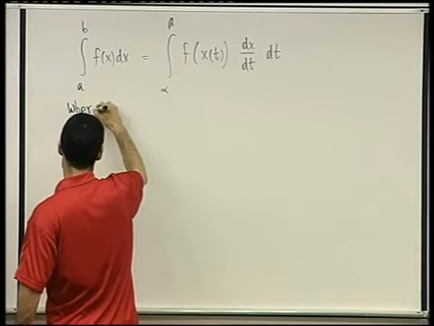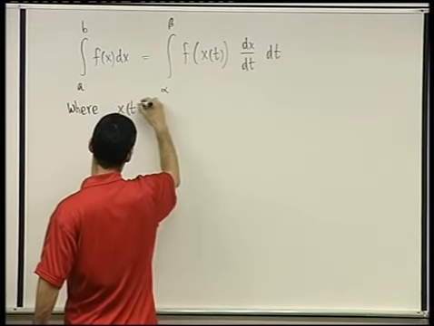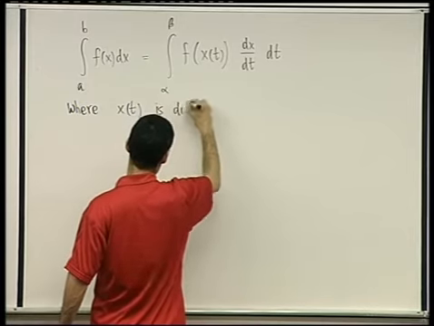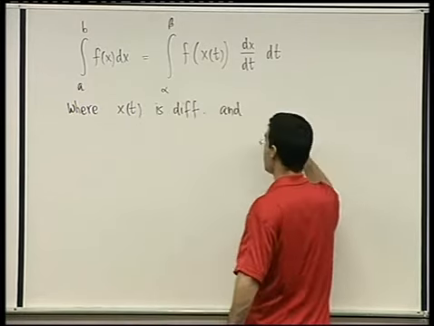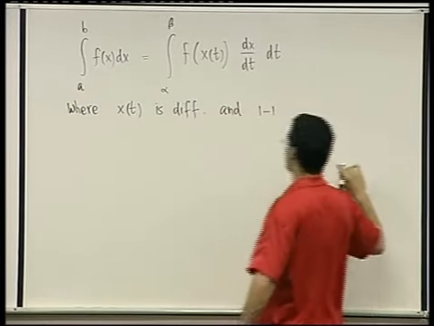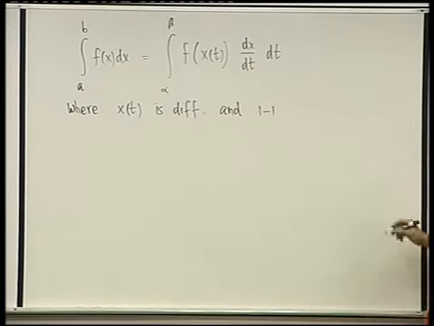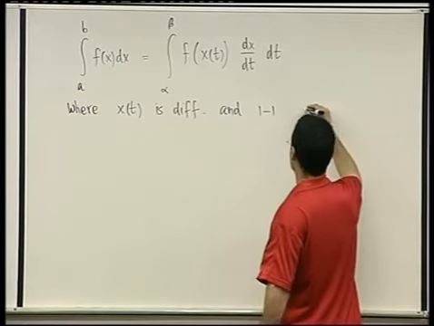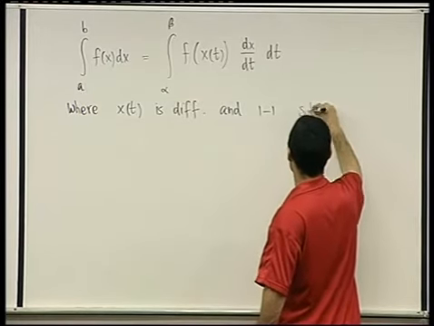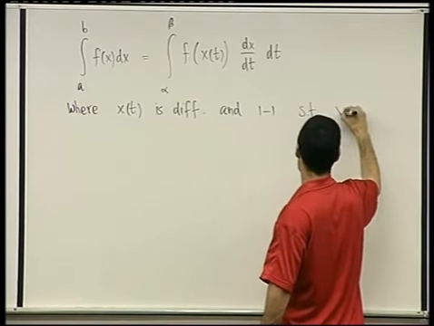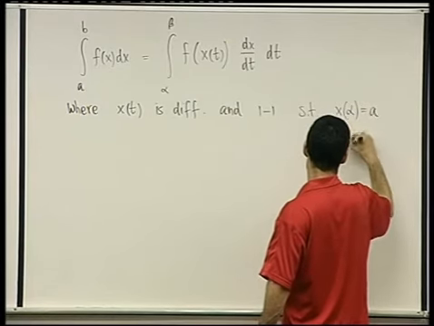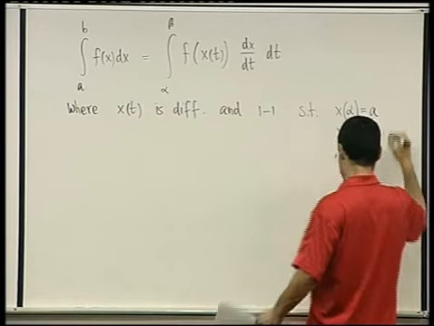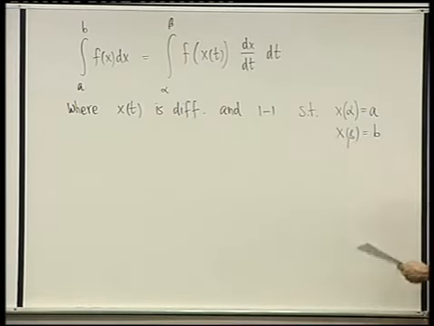Where x of t is differentiable and one-to-one on the appropriate intervals. Let's even add such that x of alpha is a and x of beta is b. Okay.